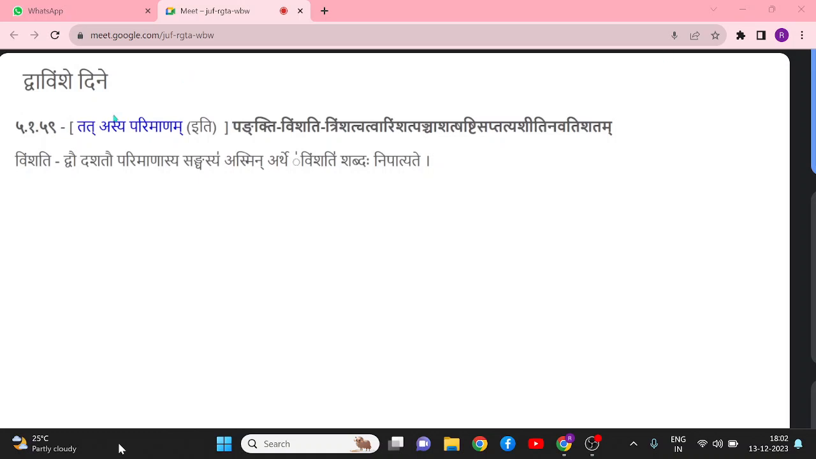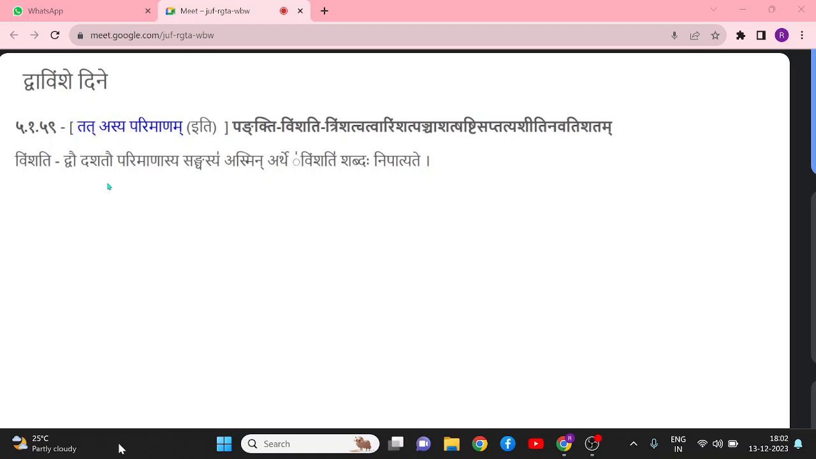So for those who are interested, kindly go through these sutras. I will not get into the details. There is a sutra 5.2.59 that says Tat Asya Parimanam Iti. It comes from the previous one. Pankti Vimshati Trimshat Chatvarimshat Panchashat Shashti Sapta. All these, it is saying, each one is denoting the magnitude of that number, Trimshat and all.